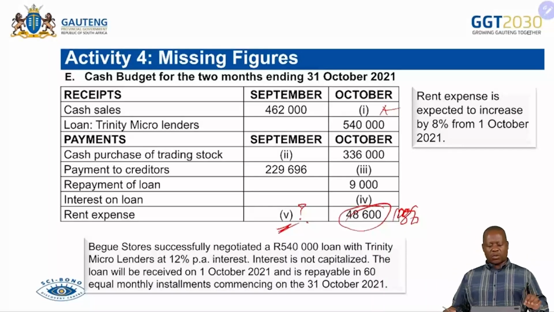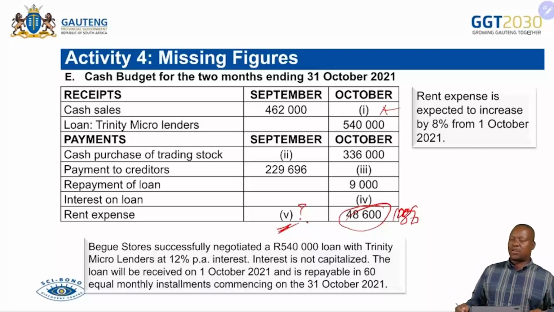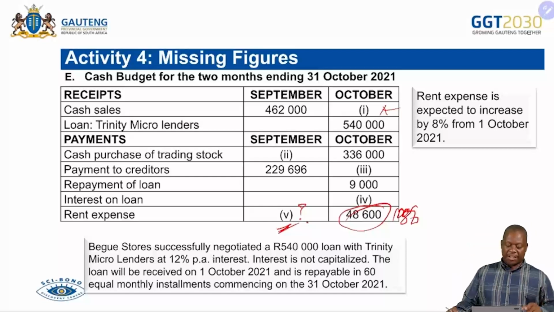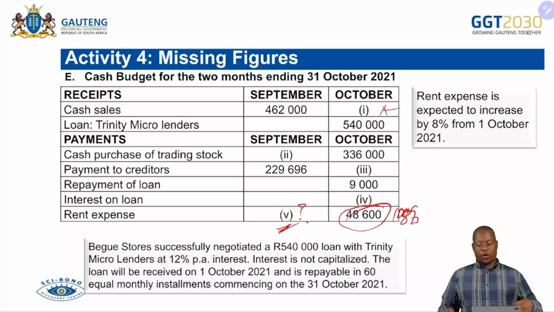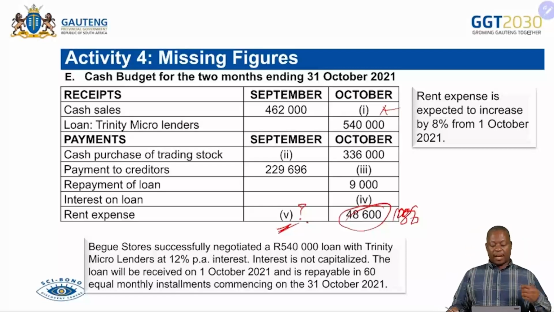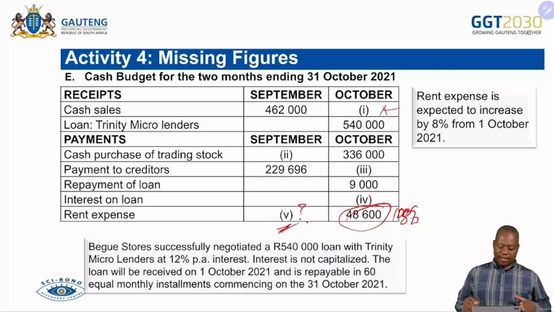Baked Stores successfully negotiated a 540,000 loan with Trinity Microlenders at 12% per annum interest. Interest is not capitalized. The loan will be received on 1 October 2021 and is payable in 60 equal monthly installments, which are starting in October. Boys and girls, this one is easy.